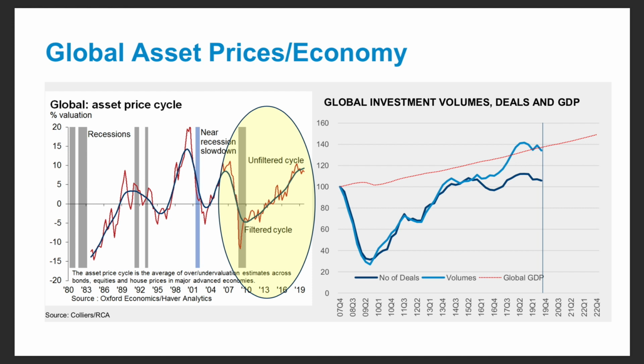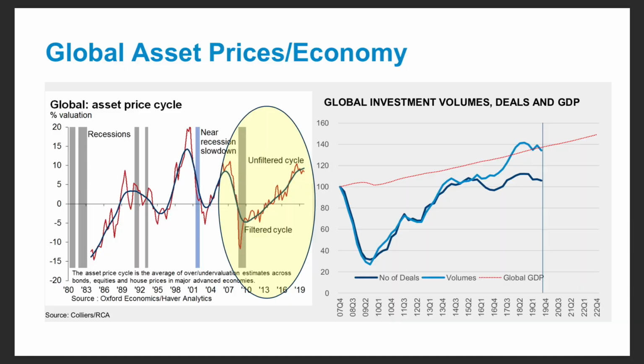Is that divorced from the real economy, as it were? Well, the red line shows global GDP growth, which is a remarkably straight line, but actually it's quite interesting if you index it. It looks like we're at around about the same level as the real economy. So are asset prices for real estate getting beyond where the economy is? Possibly not. It's a moot point, but it's open for discussion.